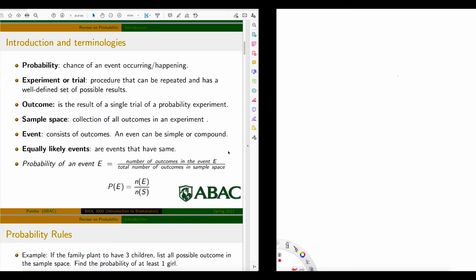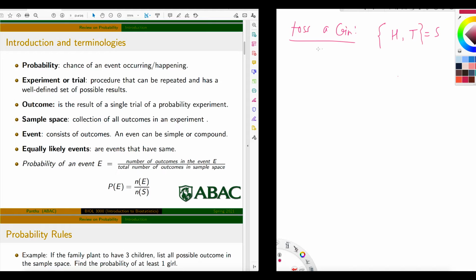Okay, and then the probability of an event E is the total number of outcomes in the event E divided by the total number of outcomes in the sample space. Let us see an example where I want to toss two coins together. If you toss a coin, this is an experiment. This experiment has only one trial, because you are tossing only once. So what are the outcomes? The possible outcomes will be either head or tail, right? This is the sample space, which we denote by S. H is one outcome, T is another outcome.